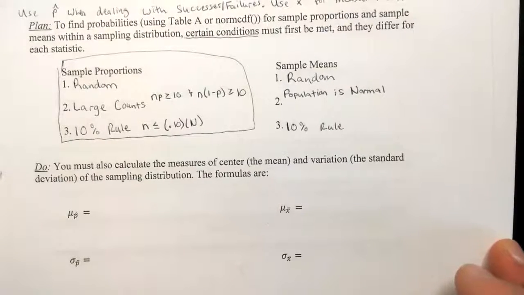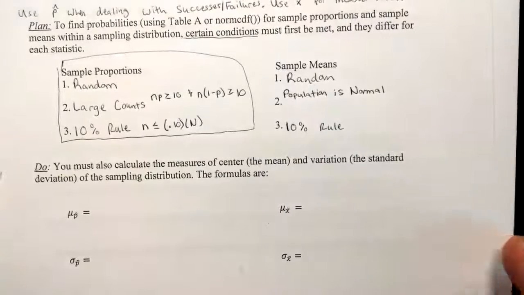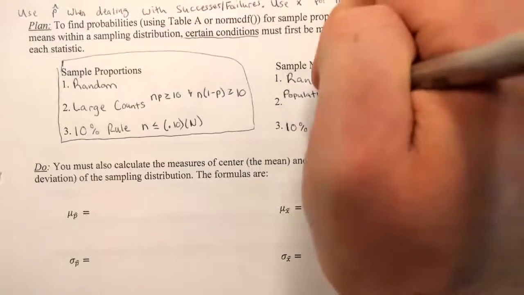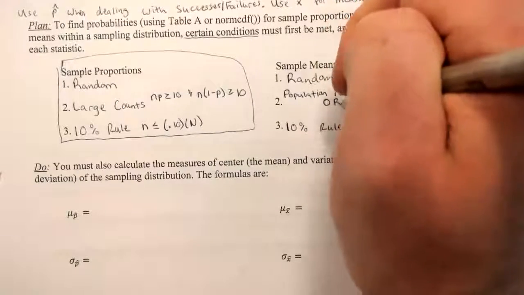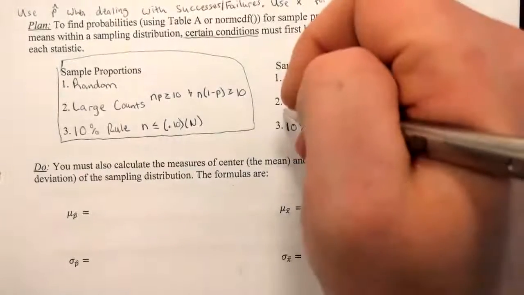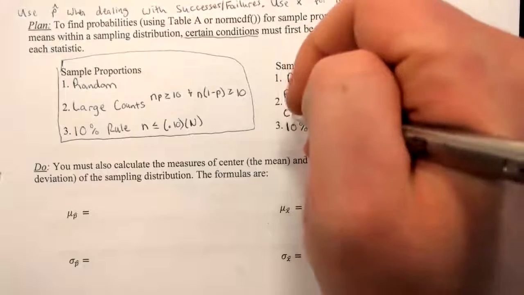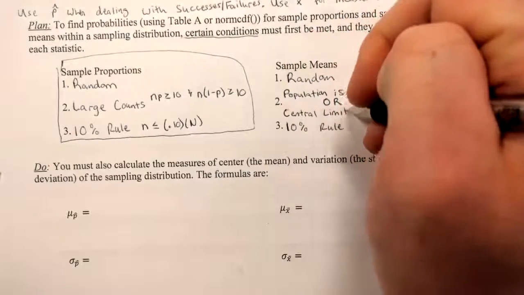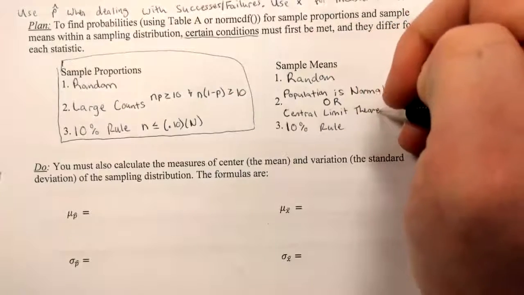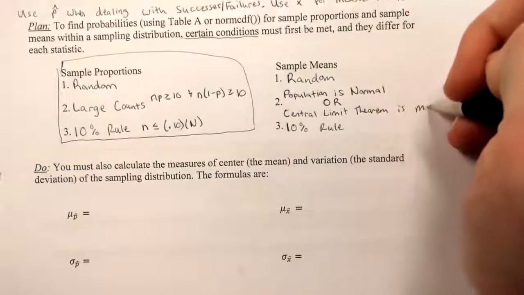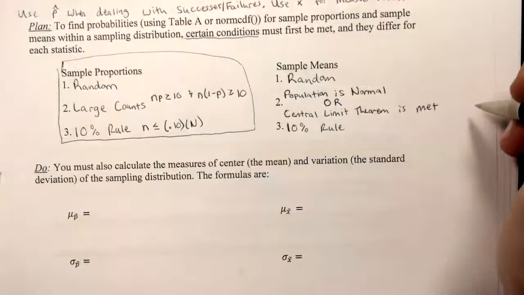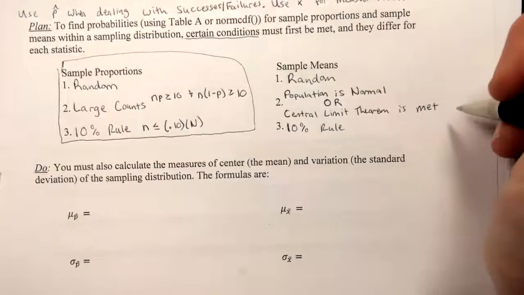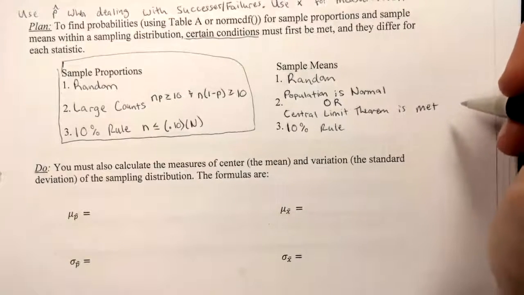If the population is not normal, if you start off with like a skewed or bimodal distribution, you can also check this. It's or the central limit theorem is met. That would have been a good pop quiz question, maybe. Do you remember what that actually refers to? Central limit theorem.